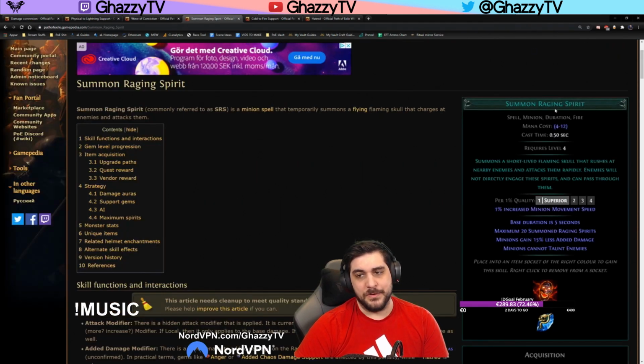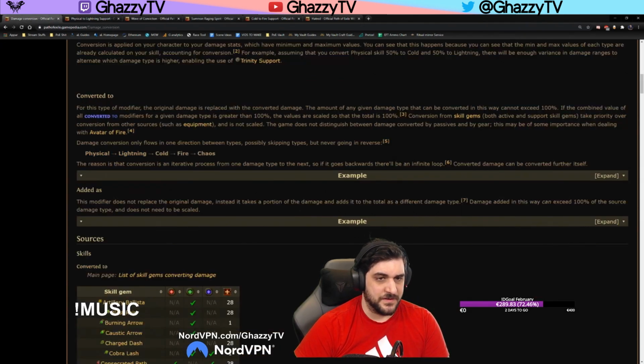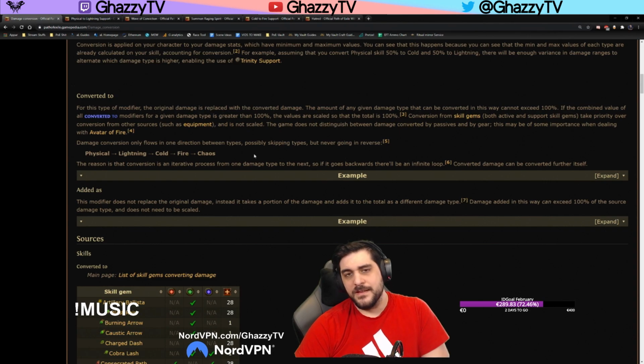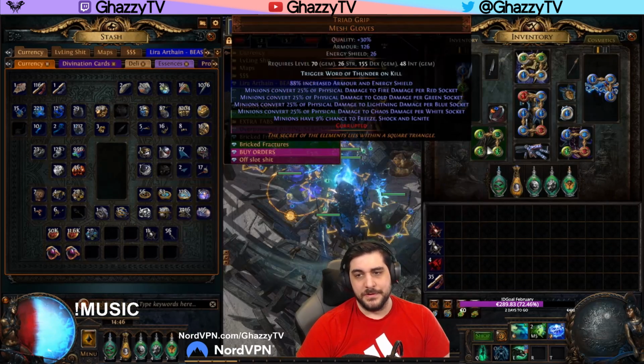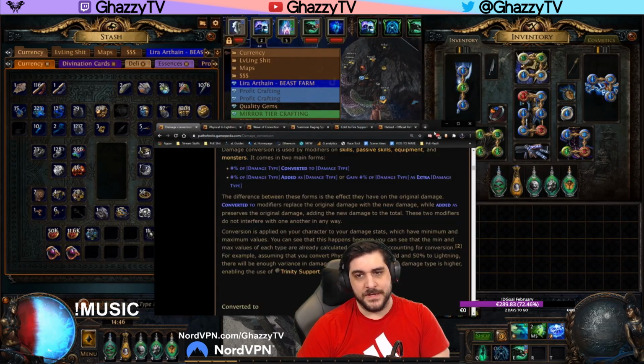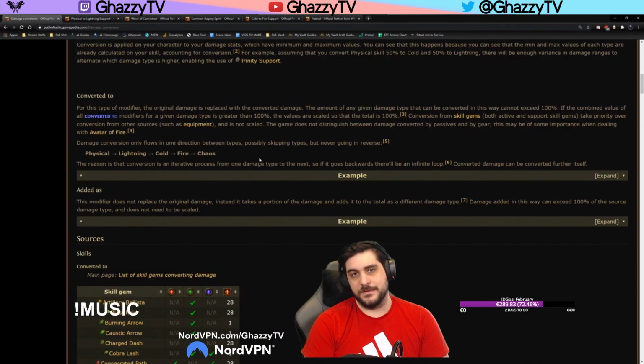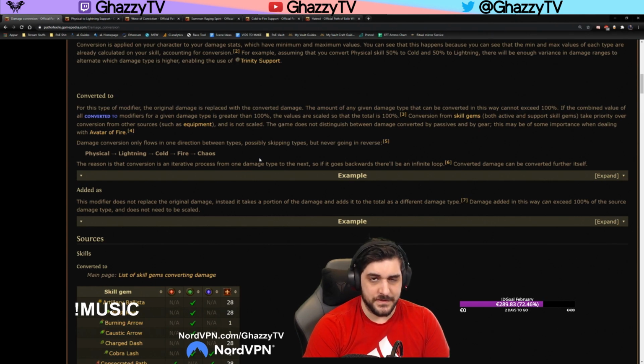So I'm going to take an example of the SRS. SRS has 50% of physical converted to fire. This means that 50% of this goes into fire. Now, if you then add, for example, a 4-green tri-grip for the SRS, that means you're scaling 100% of the physical damage for the minions from phys to cold with 4 green sockets on a triad. However, SRS still has a locked conversion, which is on the skill gem, which is not able to layer. This means that no matter how much conversion you are doing, 50% will always be fire, because you can't layer a conversion that is locked on the skill gem, as the wiki is stating.